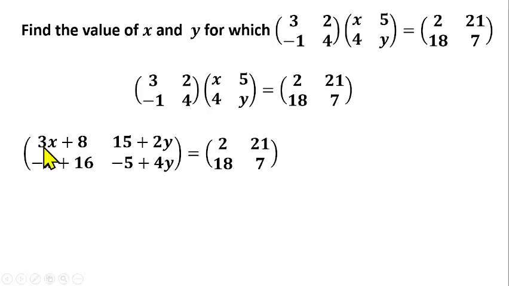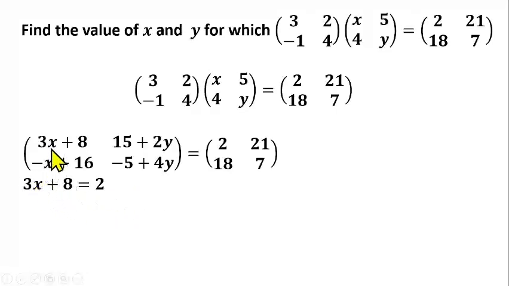So that means everything here represents the element in the first row, first column. Everything here represents the element in the first row, second column. Everything here represents the element in the second row, first column. Everything here represents the element in the second row, second column. So that means 3s plus 8 will be equal to 2, 15 plus 2y equals to 21, minus s plus 16 equals to 18, then minus 5 plus 4y equals to 7, which we can now use to find our s.